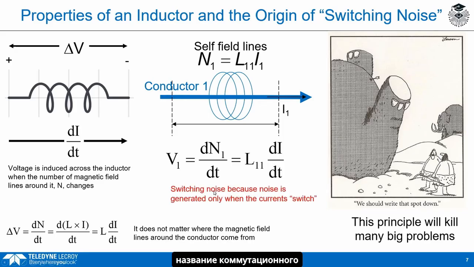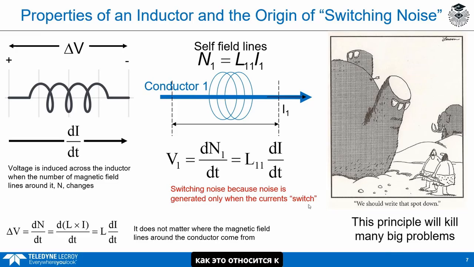And that's where the origin of the name switching noise comes from. It's when do we have dI/dt? It's when the signal switches. When we go from a high to a low or low to a high, that's when we have the dI/dt. That's what drives the voltage across an inductor. And again, it doesn't matter where those fields come from. In this case, they're coming from its own currents. It can come from some other conductor's current if we have long field lines that go around both. So we refer to switching noise generally as noise generated by a changing current because of an inductance somewhere.